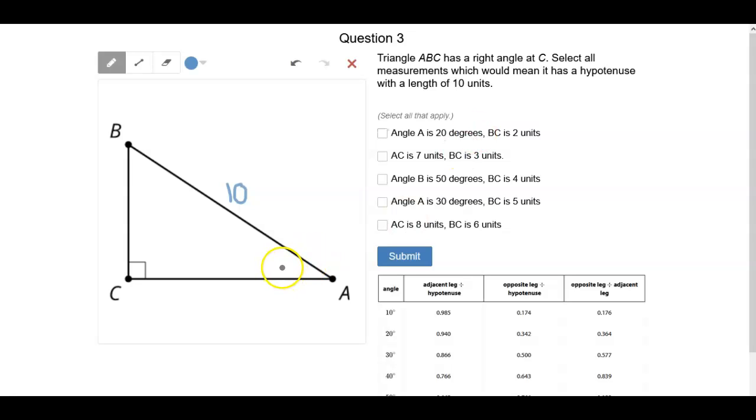So angle A is 20 degrees, and BC is 2 units. So if this is the angle that we know, then if we go directly opposite from this one, this would be our opposite side. We know that this one would be our hypotenuse. So if we do opposite over hypotenuse, 2 over 10 would be equal to 0.2.